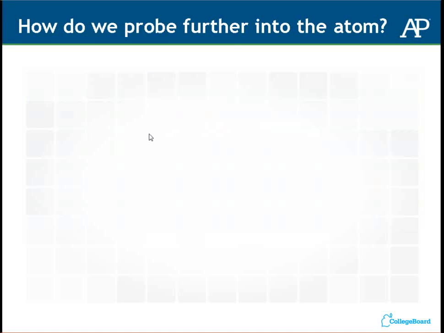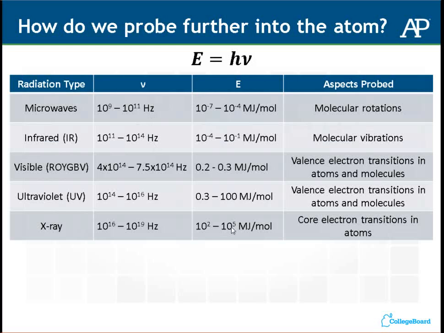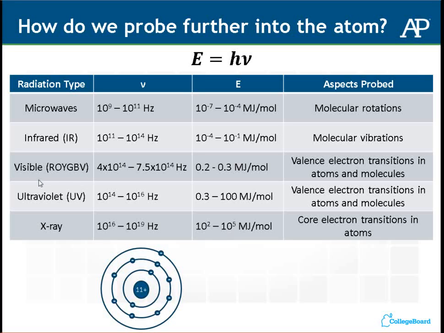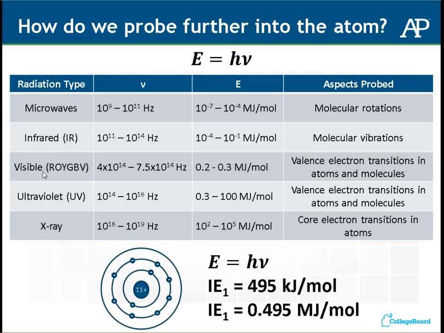So how do we probe further into the atom? Well, we do know the relationship: energy is Planck's constant times the frequency. And we know the energy and frequency of different types of electromagnetic radiation. So for instance, if we wanted to remove valence electrons that we can actually see in the visible range, it takes between 0.2 and 0.3 megajoules. Megajoules meaning a million joules, right? There are also some transitions that we can't see that are ultraviolet that take even more. So those are ultraviolet transitions.